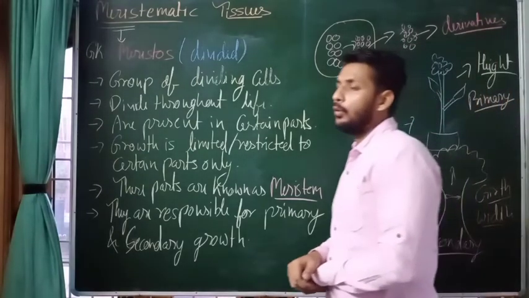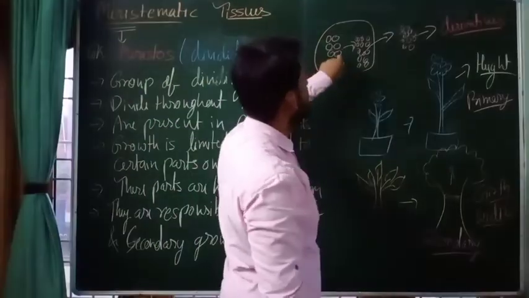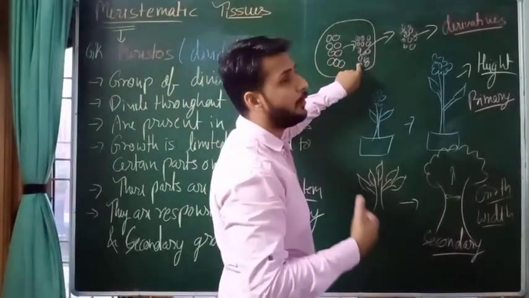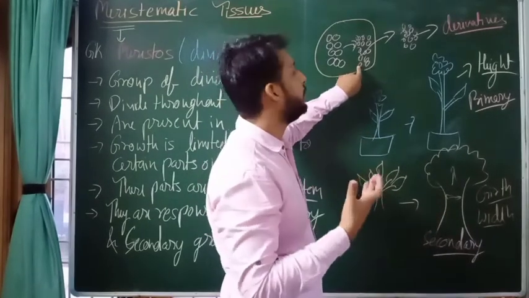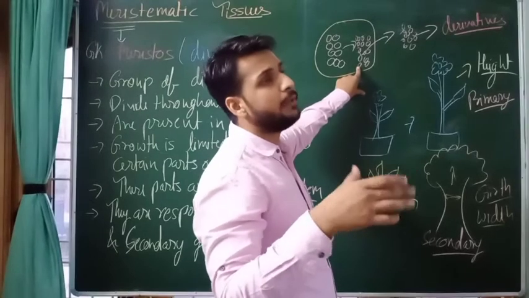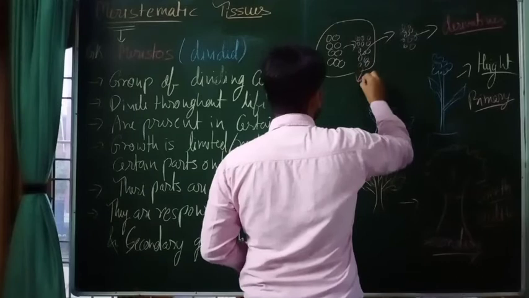These are known as derivatives. And the cells which are formed by division and can be further divided throughout their life are known as initials.